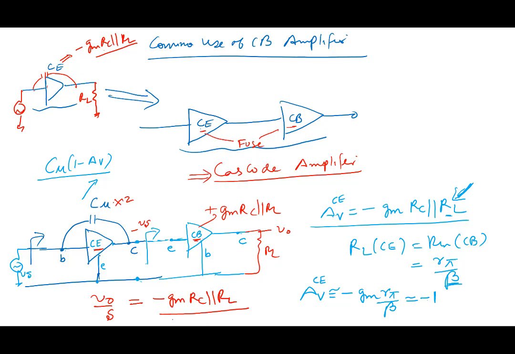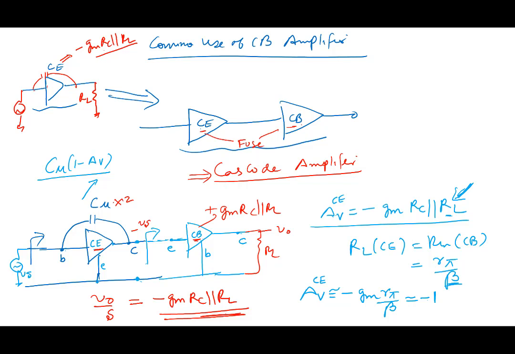I'm getting the gain also without the Miller's effect problem here. My C mu is getting multiplied by the gain of the amplifier. So this is a strategy where a common emitter followed by a common base stage is used for constructing the amplifier, to make an amplifier which gives you gain as well as high bandwidth.